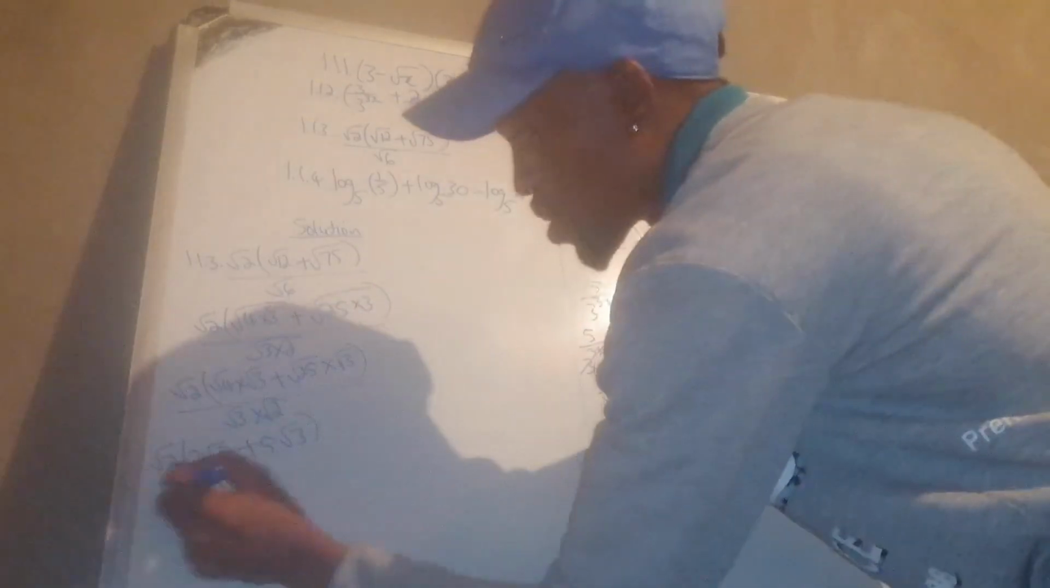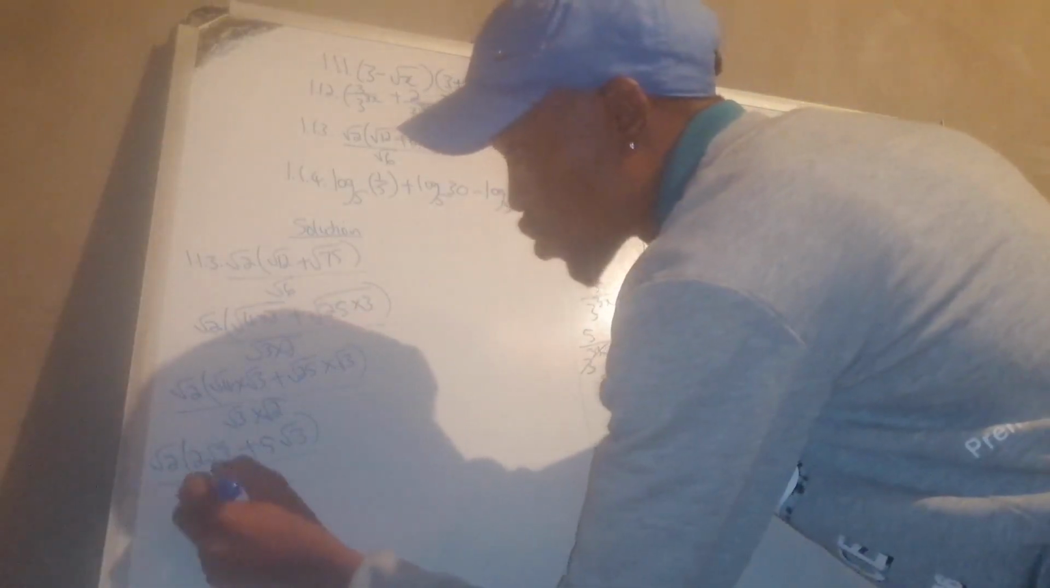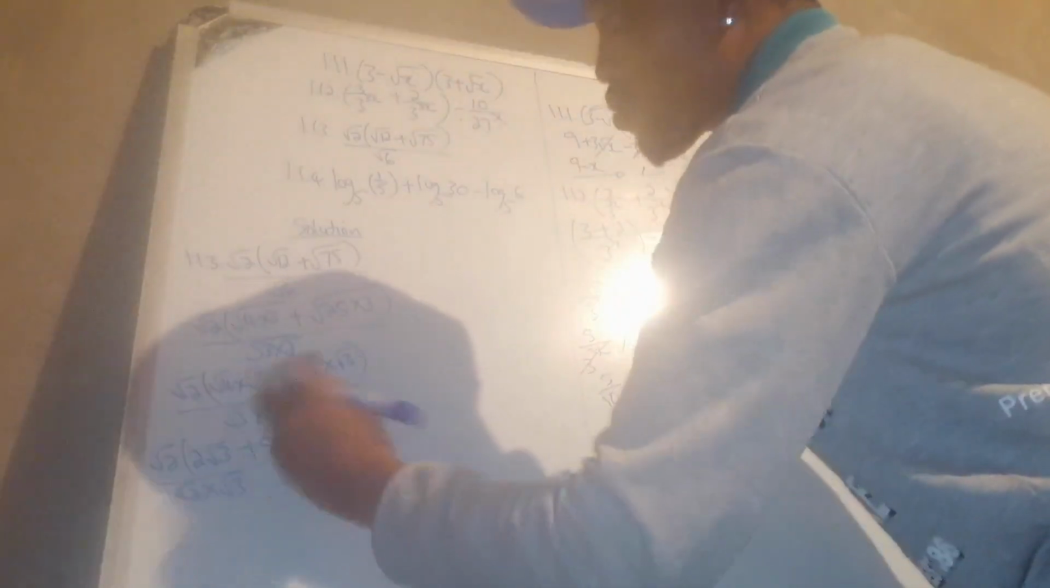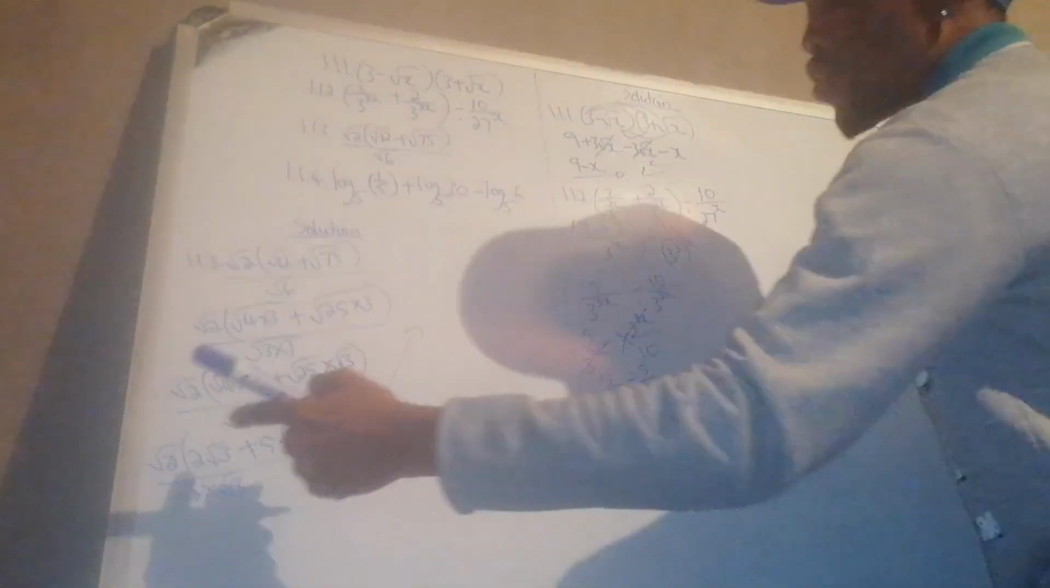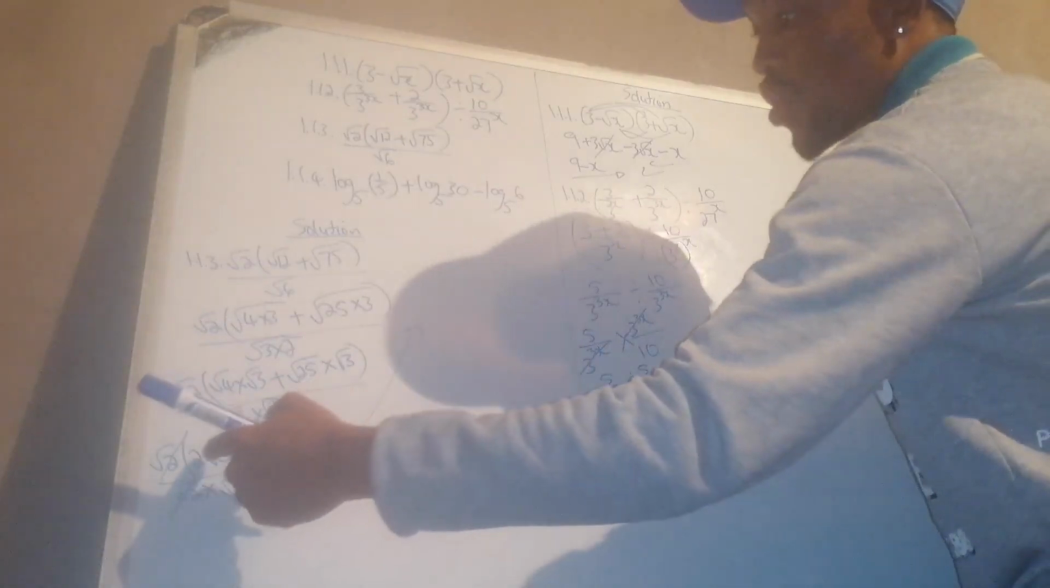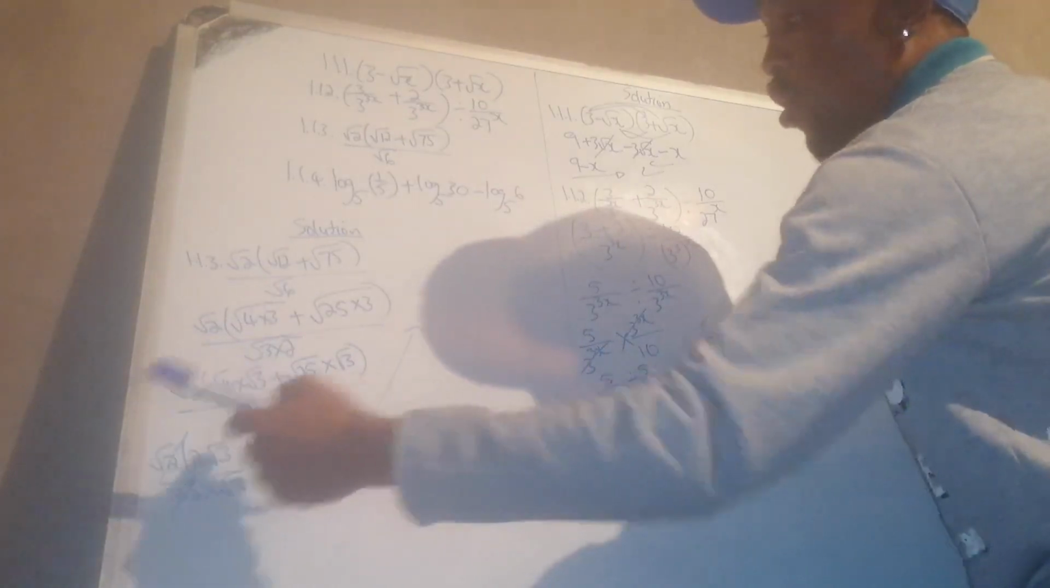You have your root 3. All over root 2 times root 3, because with multiplication I can swap as I wish. This into this will go once. I'm taking this to this side. You have your root 3, which is common on both.